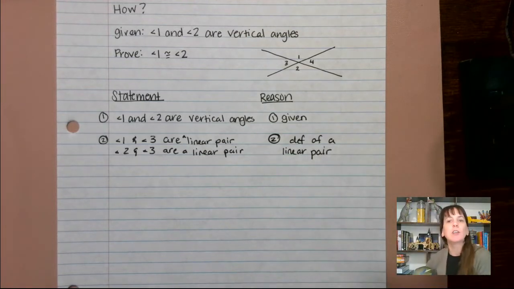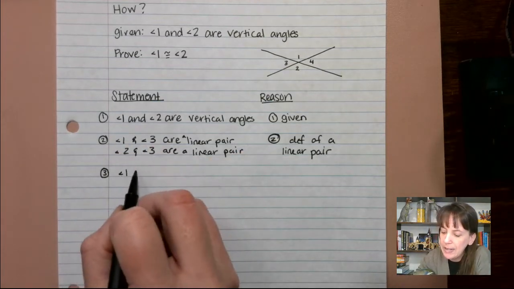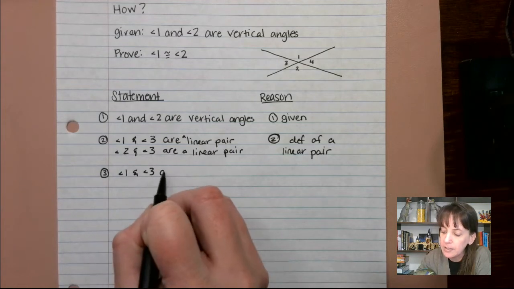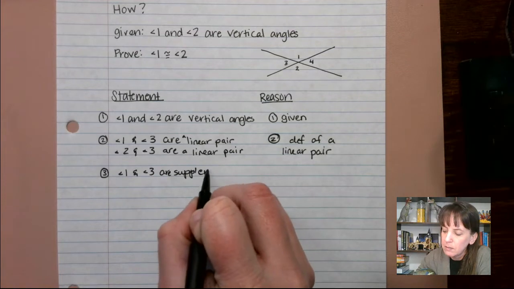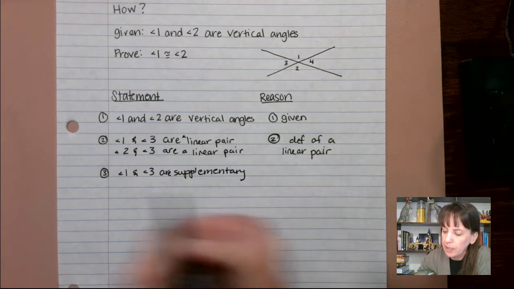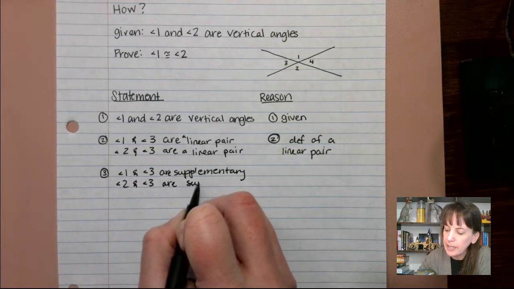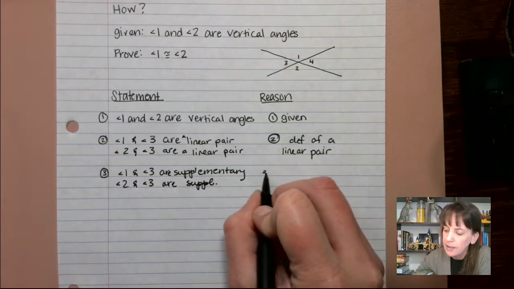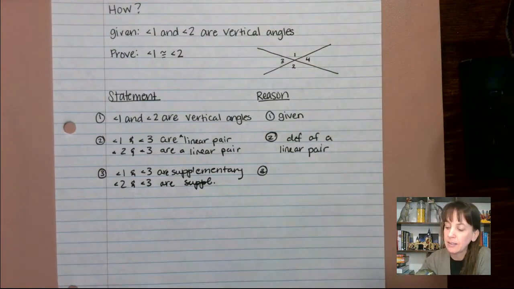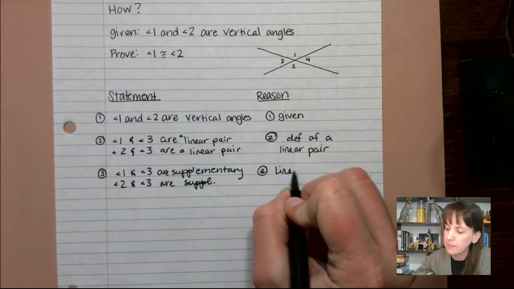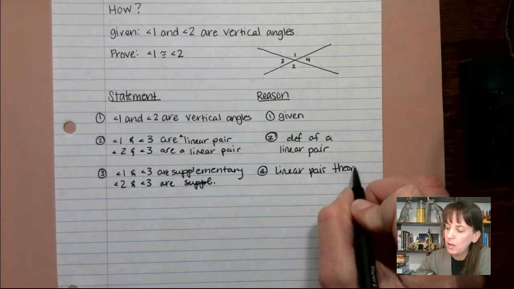So now that we know that they're a linear pair, we can say, for this third part, angle 1 and angle 3 are supplementary. I'll spell it out the first time. There we go. And then angle 2 and angle 3 are also supplementary. And this is because the linear pair theorem, or the supplementary angle theorem, says that linear pairs are supplementary. So linear pair theorem.